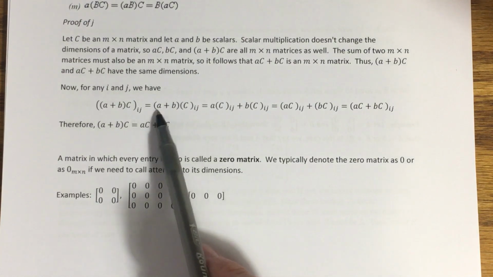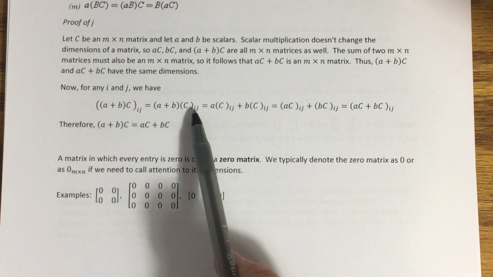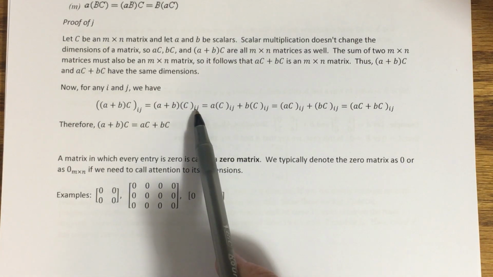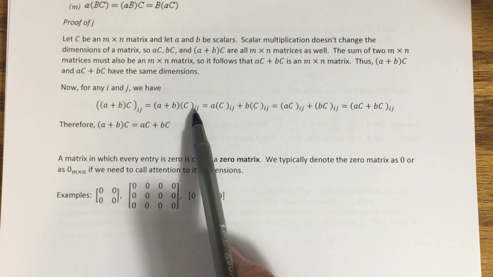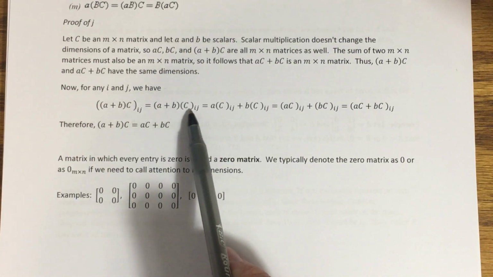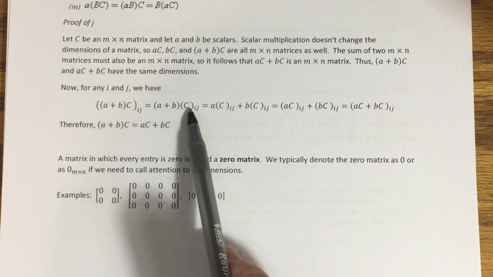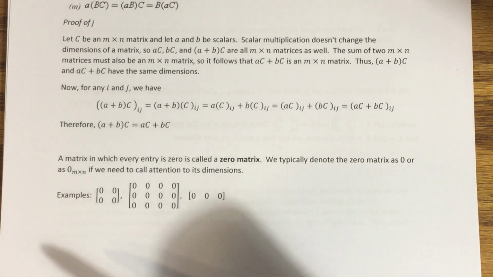Now, at this point, because this thing represents the entry in the ijth position for matrix C, that's just a real number, as is this. So I'm looking at a real number times a real number now. That thing is not a matrix. C is a matrix, but when I put these parentheses around it with the ij here, I'm talking about an entry in that matrix. So this is actually a scalar times a scalar, and at this point we can use properties that we already know exist for real numbers.